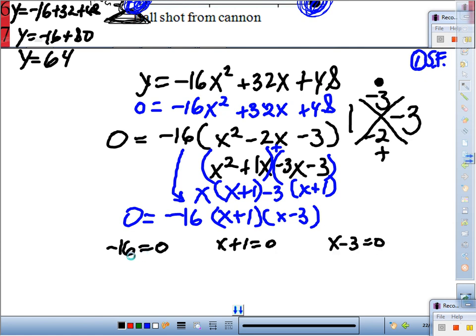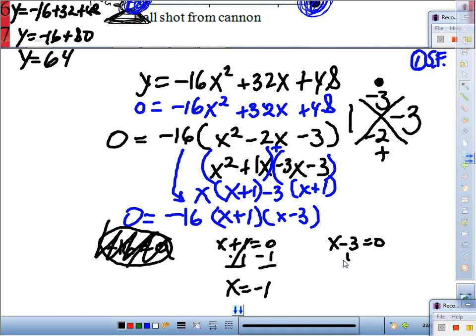Question. Is negative 16 equal to 0? No. So will this work? No. So we got rid of the BFF. That's it. They're gone. Minus 1, x equals negative 1. Plus 3, plus 3, x equals 3.